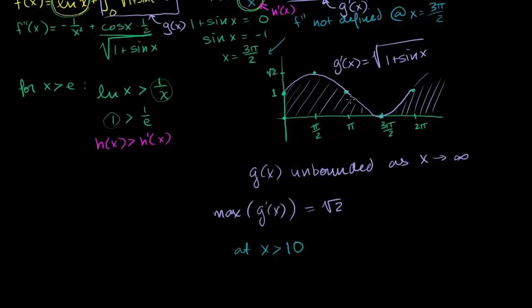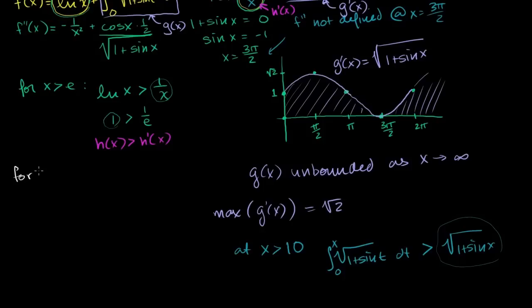it's clear that the integral from 0 to x of the square root of 1 plus sine of t dt is going to be greater than the square root of 1 plus sine of x, because this is the area. At any value above 10, the square root of 1 plus sine of x at most can ever get to square root of 2. The integral is just going to keep growing and growing, and at 10, it's already going to be larger than the square root of 2. So we know that there's some boundary.